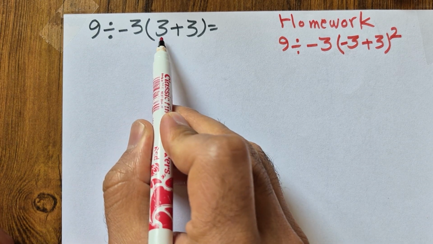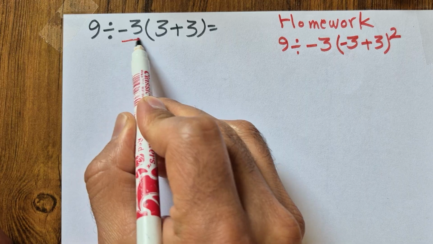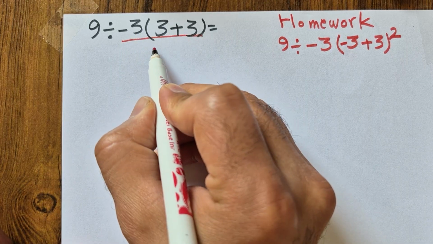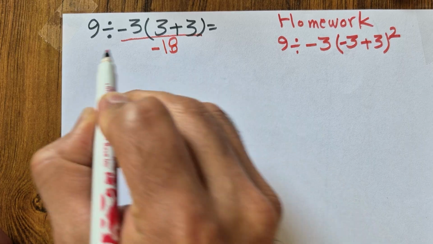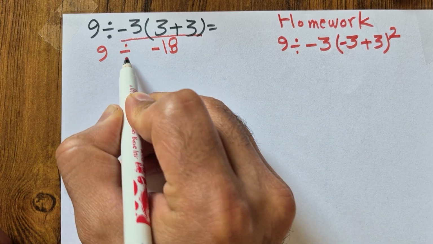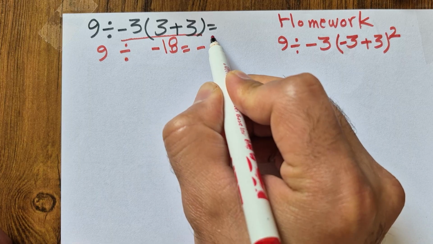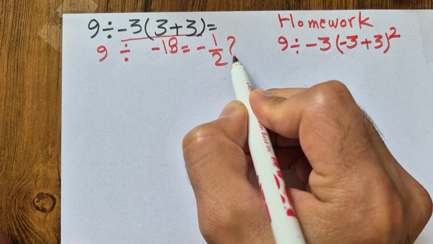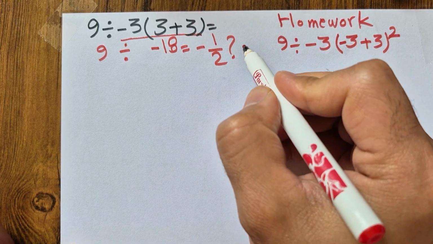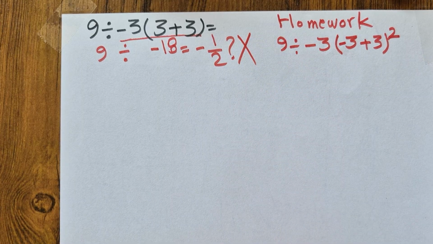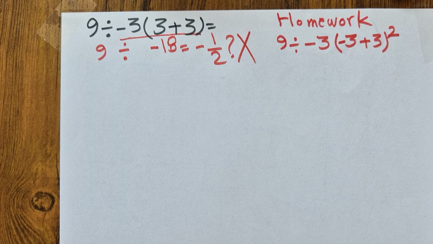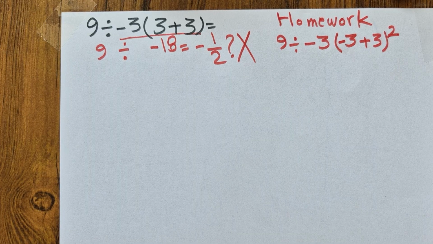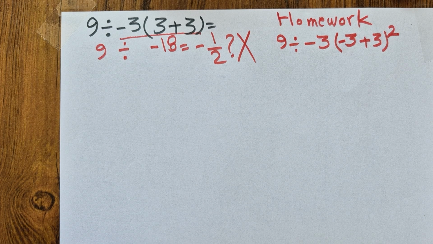3 plus 3 gives us 6, and then minus 3 times 6 gives us minus 18, and then 9 divided by minus 18 gives us minus 1/2. This is not the correct answer, and this is absolutely a wrong answer because you fell for a really big trap, hook, line, and sinker, and that's the order of operations. So you didn't follow the correct order of operations.